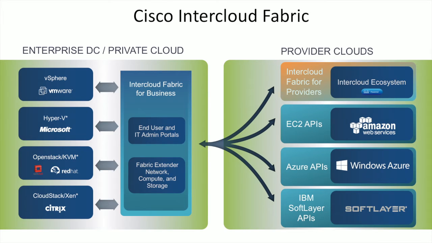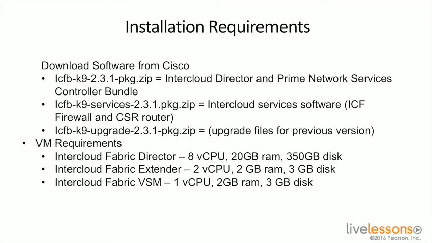As you start to install the solution, it's important to understand some of the core requirements. The first thing is you've got to download the software, which is fairly obvious. You can pull it down from Cisco, and there are a couple of files you have to have. The first one is the ICFB K9 2.3.1 file, the most recent version as of this video. This is the Intercloud Director and Prime Network Services Controller Bundle. Think of this as really the core of the system itself. It has the ICF management interface, as well as the components that will support all the different services you're going to integrate from the provider side.